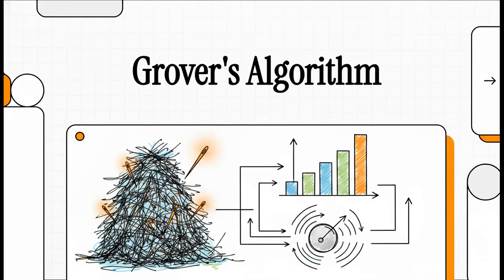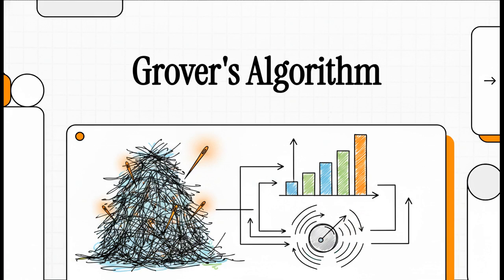Welcome to this explainer. Today we're diving into something genuinely mind-bending, Grover's algorithm. Imagine for a second that you're tasked with finding a single needle in an infinite, completely unstructured haystack. In the classical computing world, this is an absolute nightmare scenario.